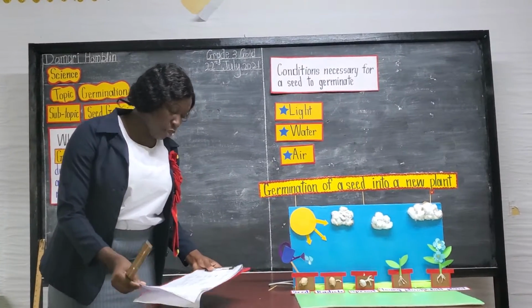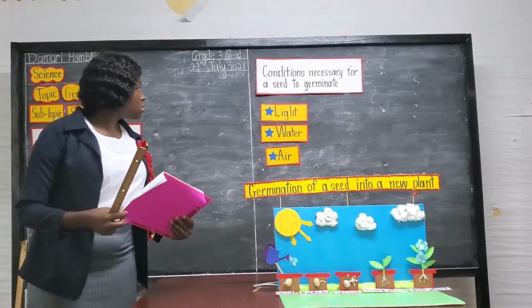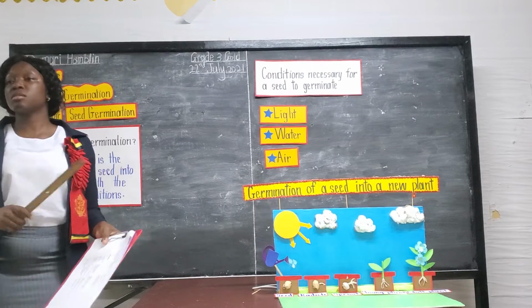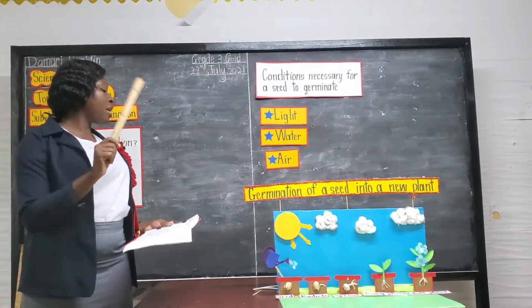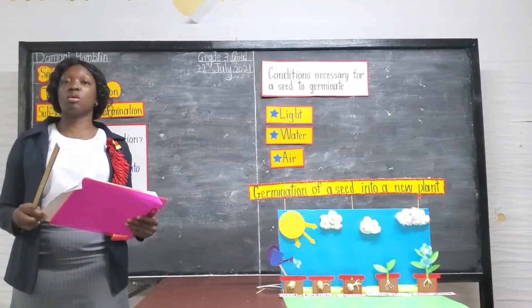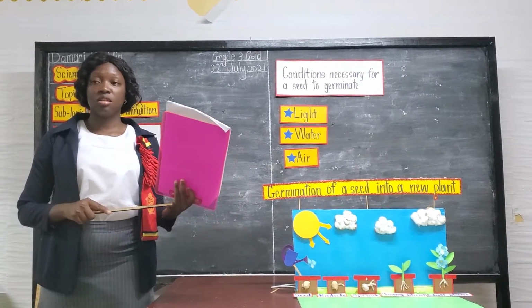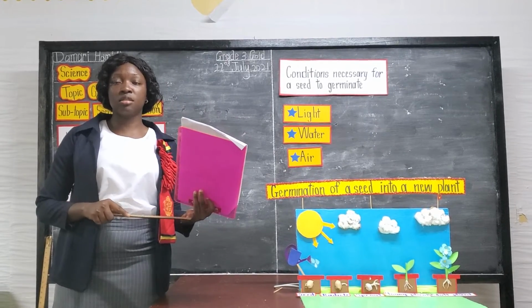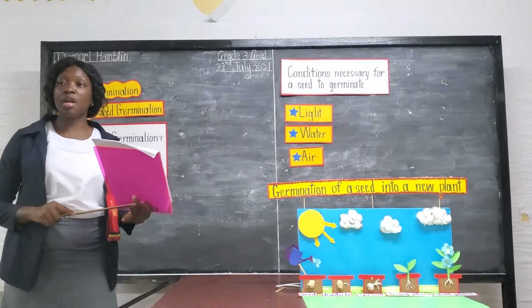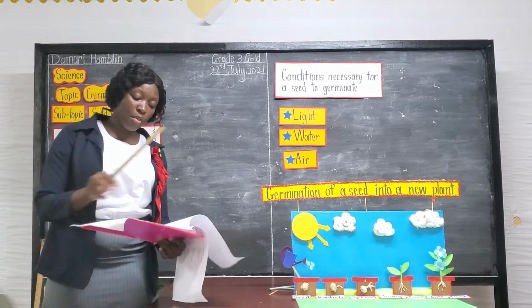That is very important. So let me ask another person. What are the other necessary conditions for germination to occur? Yes, Melissa. Light or sunlight, water, and air. Great job.